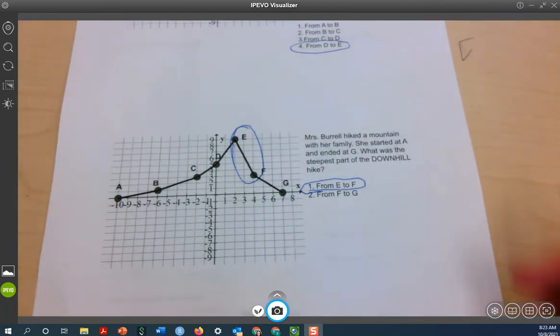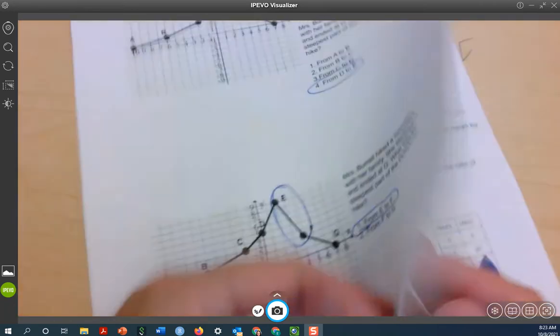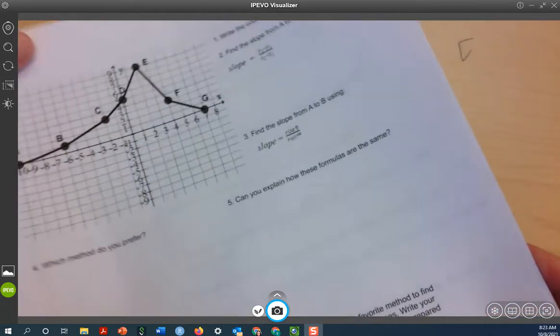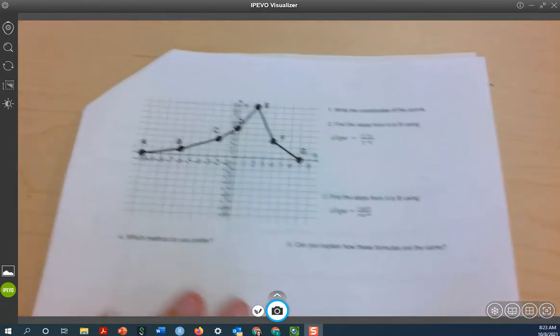All right, so steepness of the line is the slope. All right, so for number 1 on this one, it says take a minute to write the coordinates of the points. And so I'm going to give you a minute to do that.